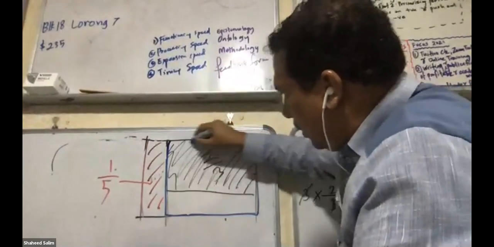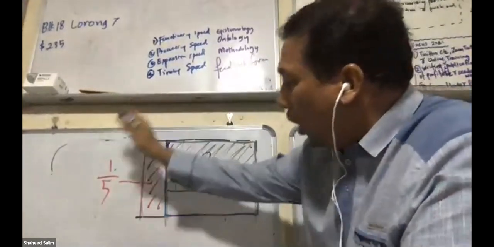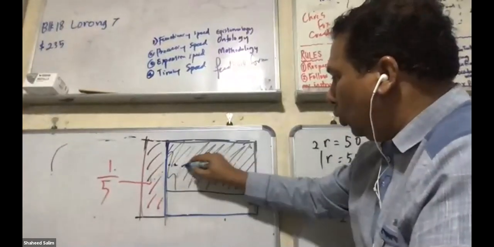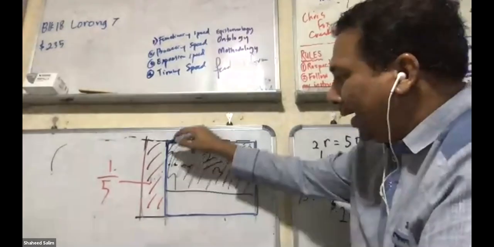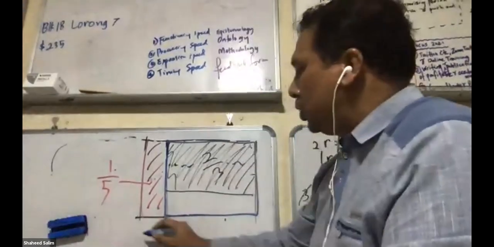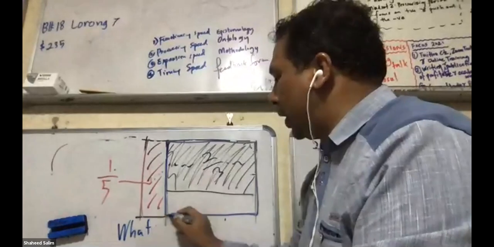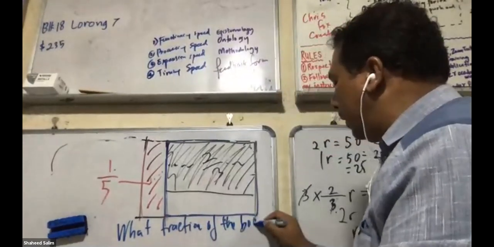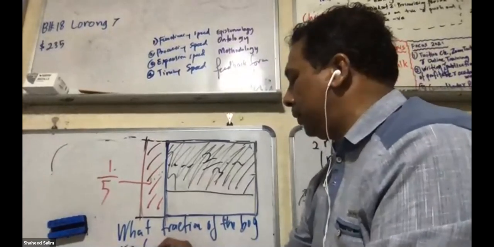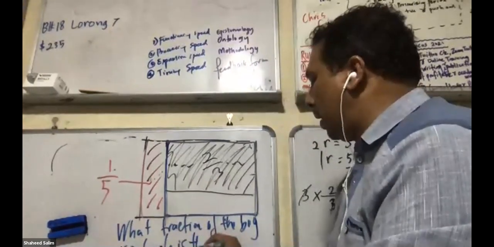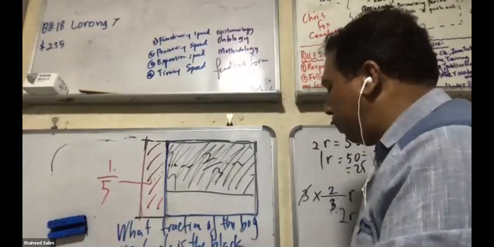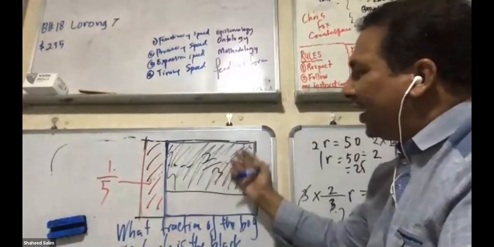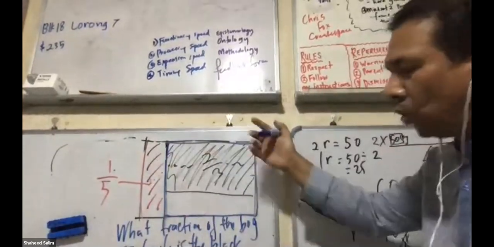This is 1/5 of the whole rectangle, the red part. This is 2/3. 2/3 of what? Of the blue rectangle, the smaller rectangle. So they ask you, what fraction of the big rectangle is the black part? They want to find out this black part, what fraction is it of the whole rectangle?